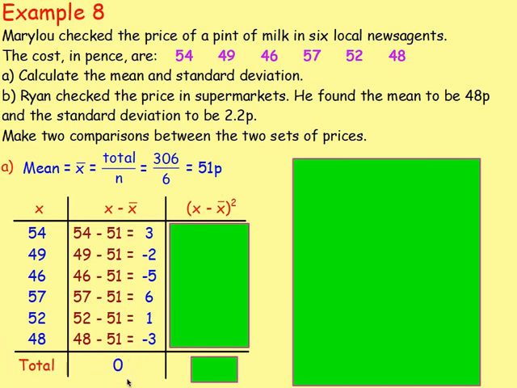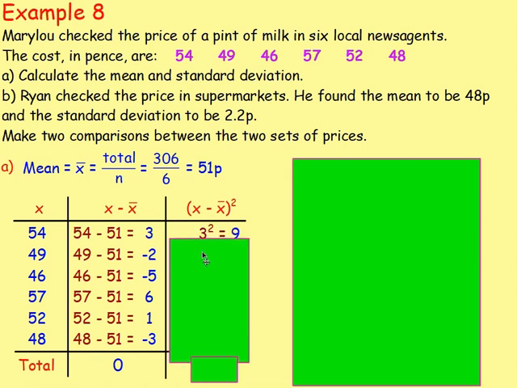Remember, this column should always be 0, unless your mean is a rounded answer. Then it'll be out ever so slightly from 0. But most of the time, it will end up at 0. We've got x minus x bar, which was this column here. Now what we want to do is square each of these numbers.